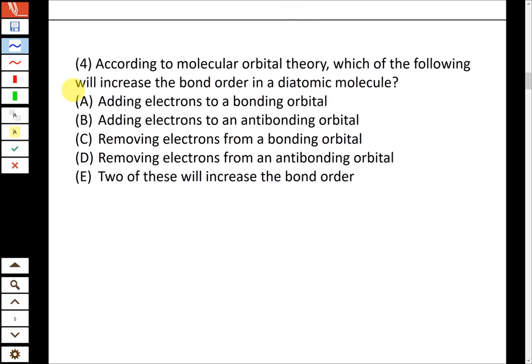So this one is more of a conceptual question, and it asks, according to molecular orbital theory, which of the following will increase the bond order in a diatomic molecule? So remember that in molecular orbital theory, we have an ordering of molecular orbitals from lowest to highest energy. Some of them are bonding, some of them are anti-bonding, and we add electrons to those, and we count how many electrons are in each of those types of orbitals, bonding versus anti-bonding. From that, we get a fairly simple bond order calculation, which is 1/2 times the number of bonding electrons, that's the number of electrons in bonding orbitals, minus the number of anti-bonding electrons.